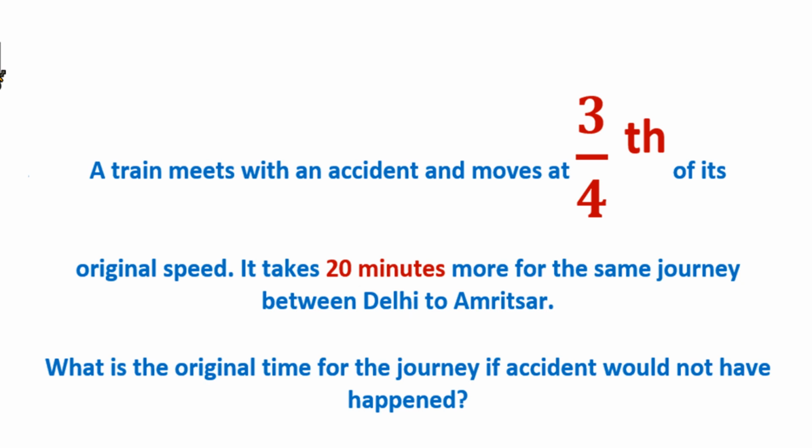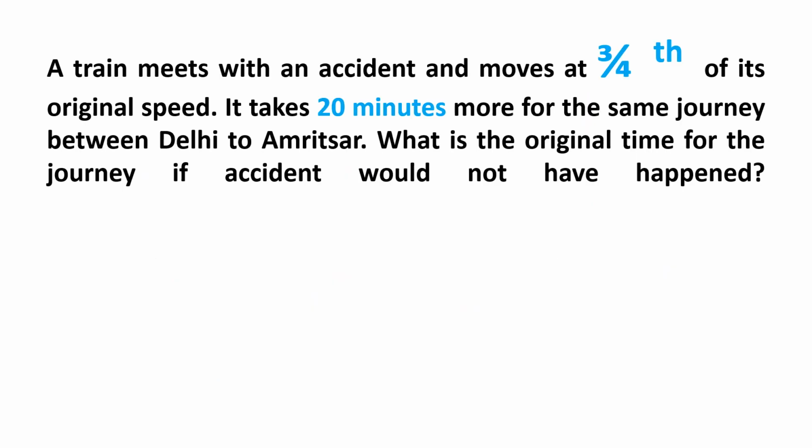You can pause the video over here and think about it. Try to solve this puzzle yourself and then see the solution. The question was, a train meets with an accident and moves at 3/4 of its original speed.